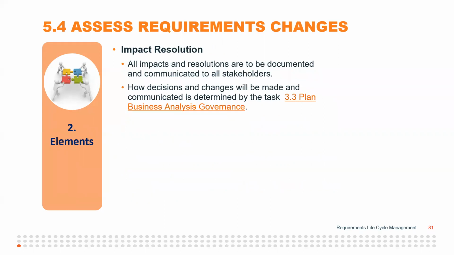And then basically all impacts and resolutions need to be documented and communicated to the stakeholders. And then how the decisions and changes are going to be made and communicated are determined by your planned business governance, which is task 3.3. So it's back in the knowledge area of business analysis, planning, and monitoring. And so hopefully you do have some kind of business analysis governance that you have put into place, or someone's put into place.